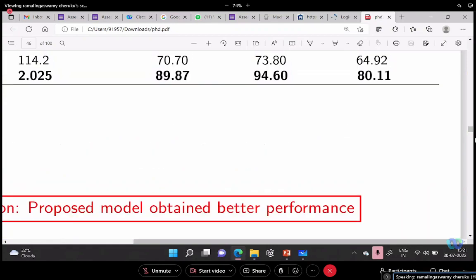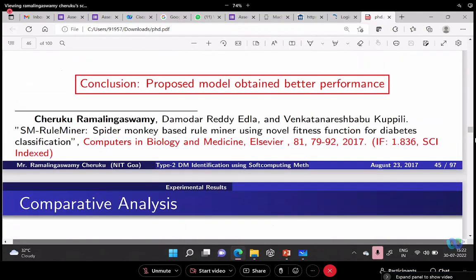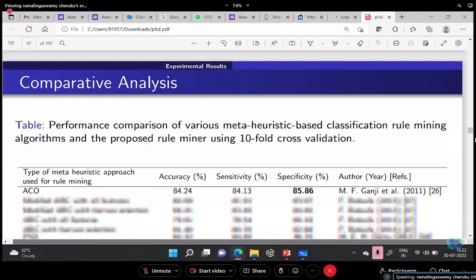Those who are interested in this article, you can go through it in Computers in Biology and Medicine, which is published as part of my PhD, and it's a very good journal. The impact factor is, I think, nearly 8, yes, an impact factor 8 journal. The title is SM Rule Miner, Spider Monkey based rule miner using novel fitness function for diabetes classification. Please refer to this paper if you are interested.